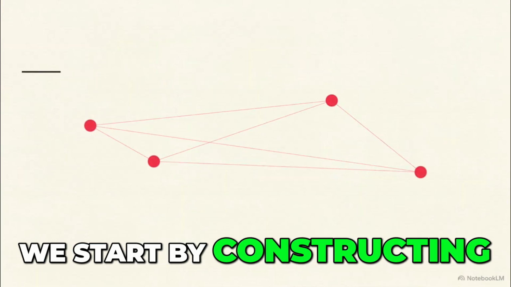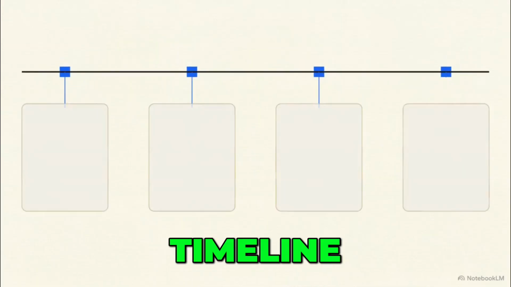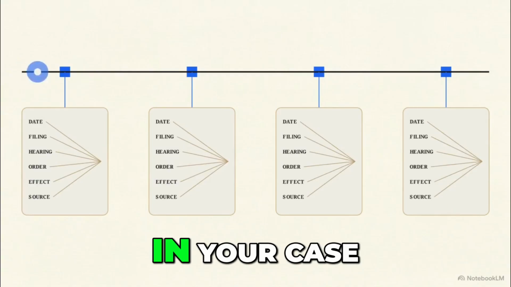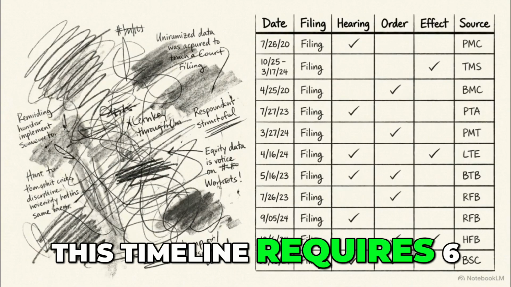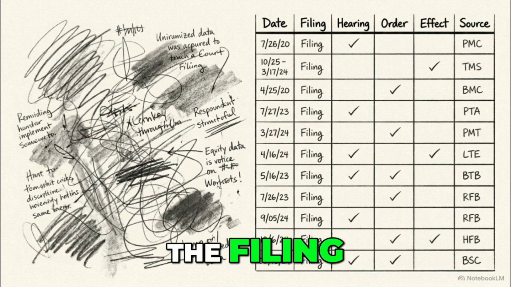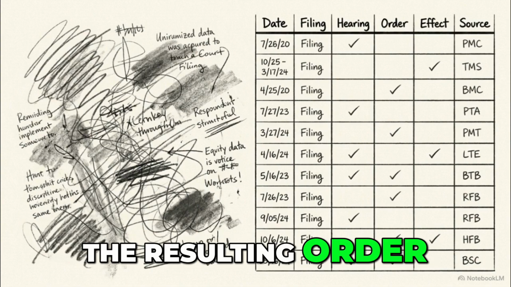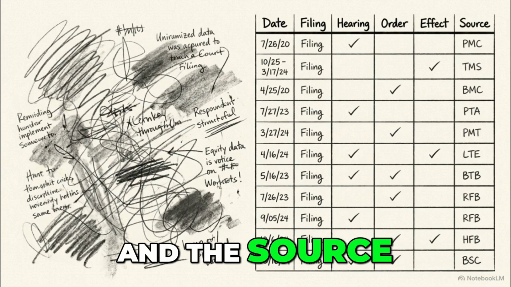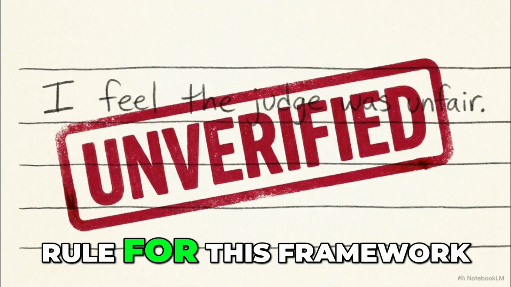Step 1 is establishing the ground truth. We start by constructing a rigid, chronological timeline of every single event in your case. This timeline requires 6 precise columns for each entry: the date, the filing, the hearing, the resulting order, its effect, and the source.